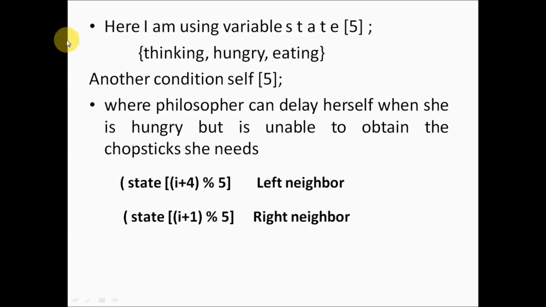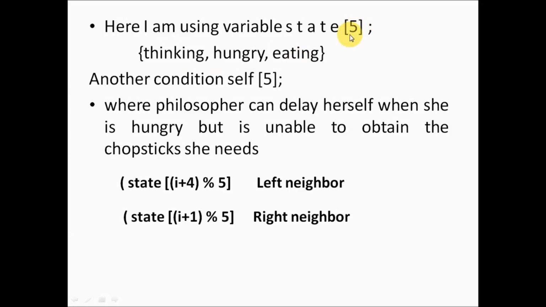Here I am using a variable called state of 5. That means how many philosophers are there here? 5 philosophers. This problem is a little bit modified for the monitors. A philosopher can be in 3 states: thinking state, hungry state, or eating state, right? If a philosopher is hungry and the chopsticks are available, they will start to eat, otherwise they will think. So these are the 3 states: thinking, hungry, eating.